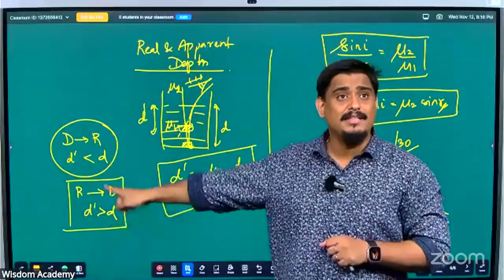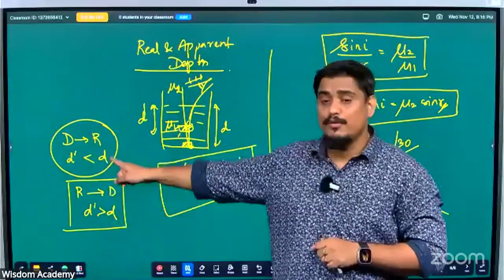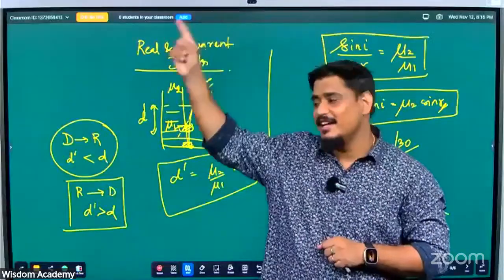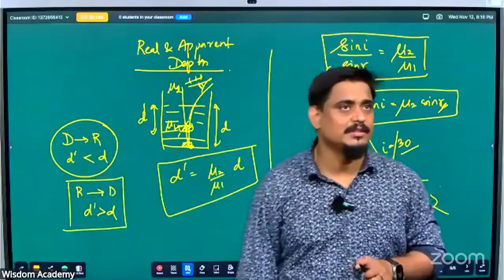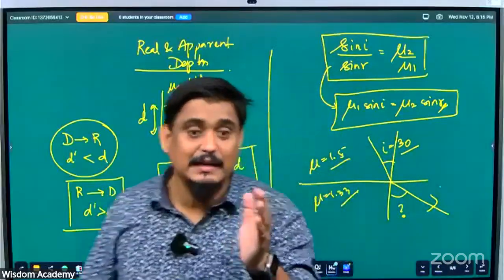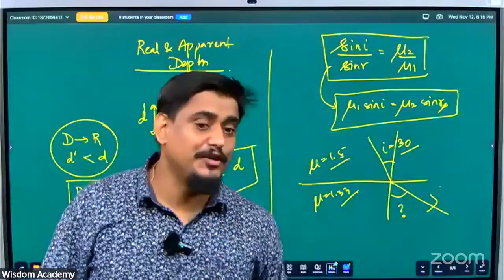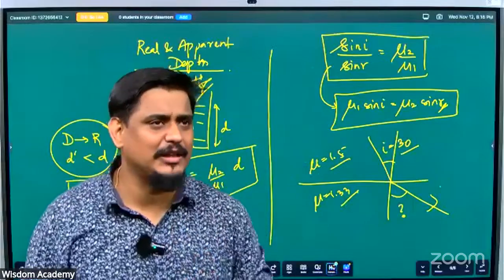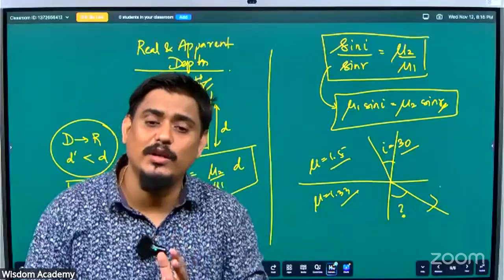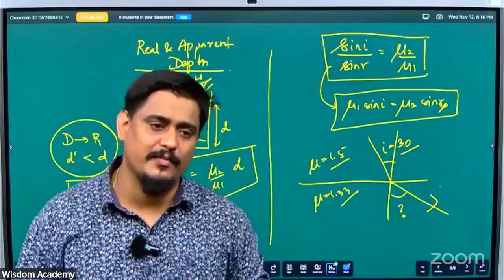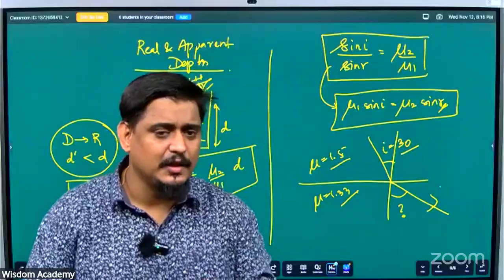When the bird is seeing the fish, light is going from water to air, denser to rarer. That's why the apparent depth is less than the real depth. So if you are forgetting this, remember this bird and fish example. It will be easy to remember, because I'm telling you, now you are understanding. In the exam, you will get confused about what is mu1 and what is mu2, and you will get a wrong answer. So always check from where the light is coming.